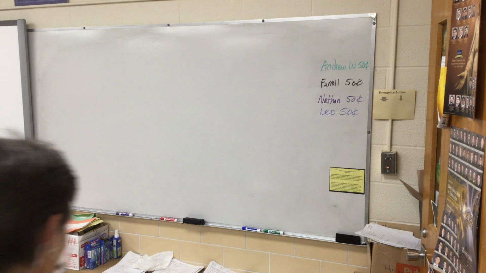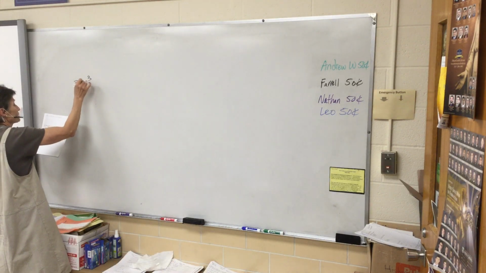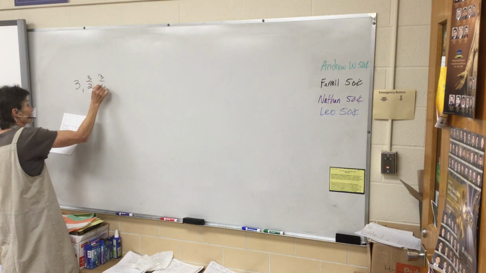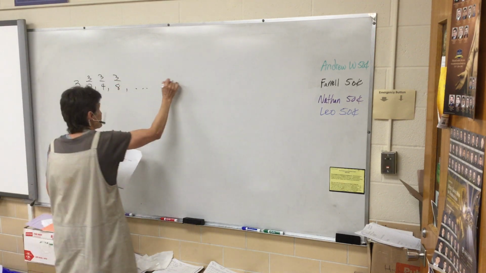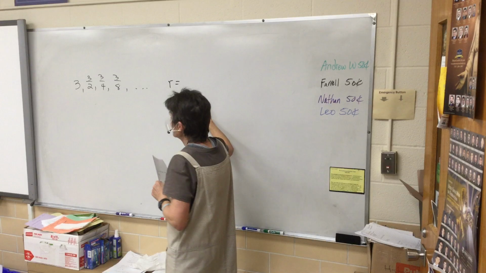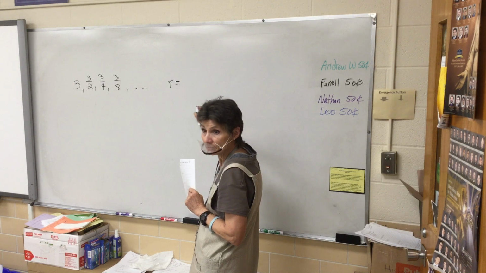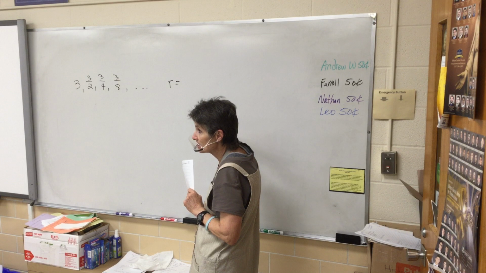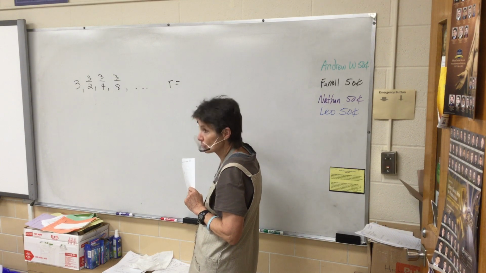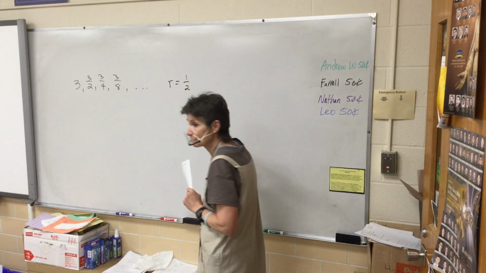When I look at this set of numbers, is this geometric? Yeah, that's the first question. Is it geometric? Yes. All right, what's the ratio? What am I multiplying by? 1/2? Isn't 3 times 1/2 3/2? Yeah. And times another half is 3/4 and so on. So I'm multiplying by 1/2.